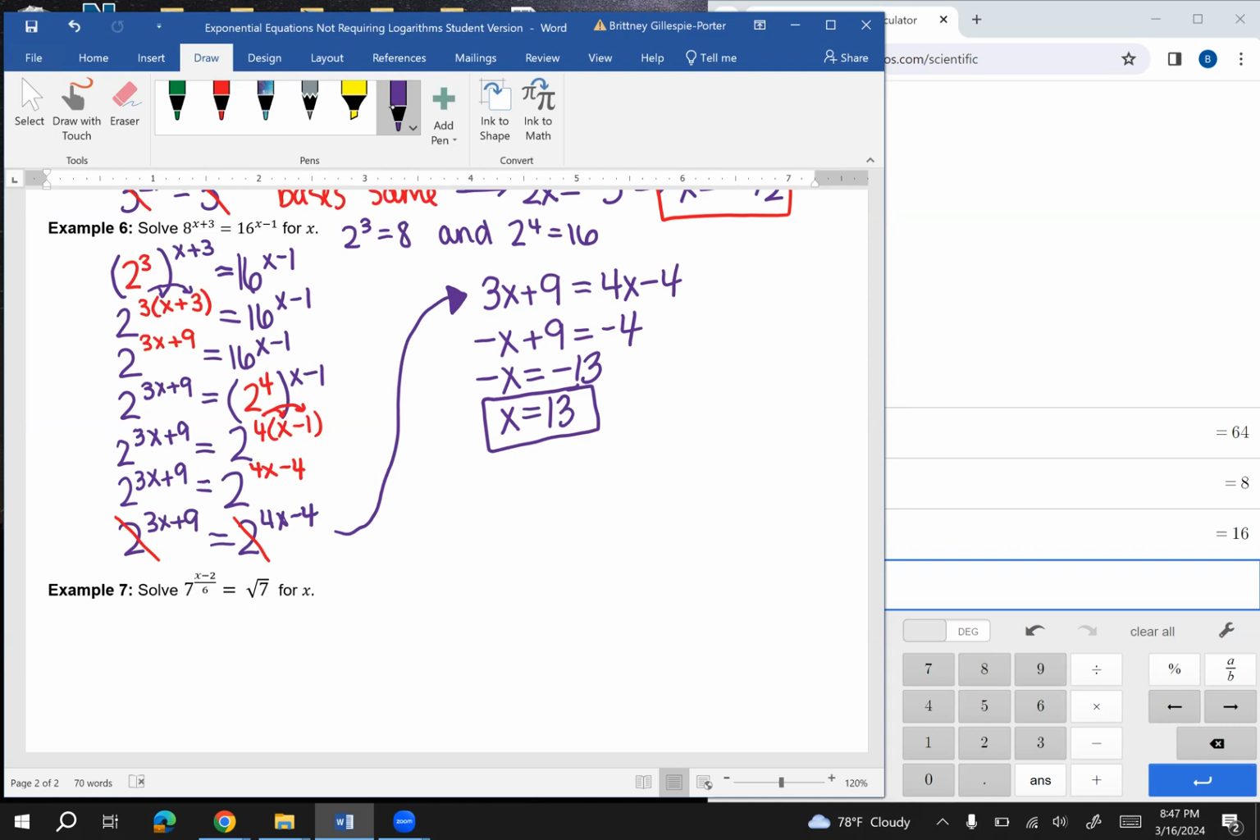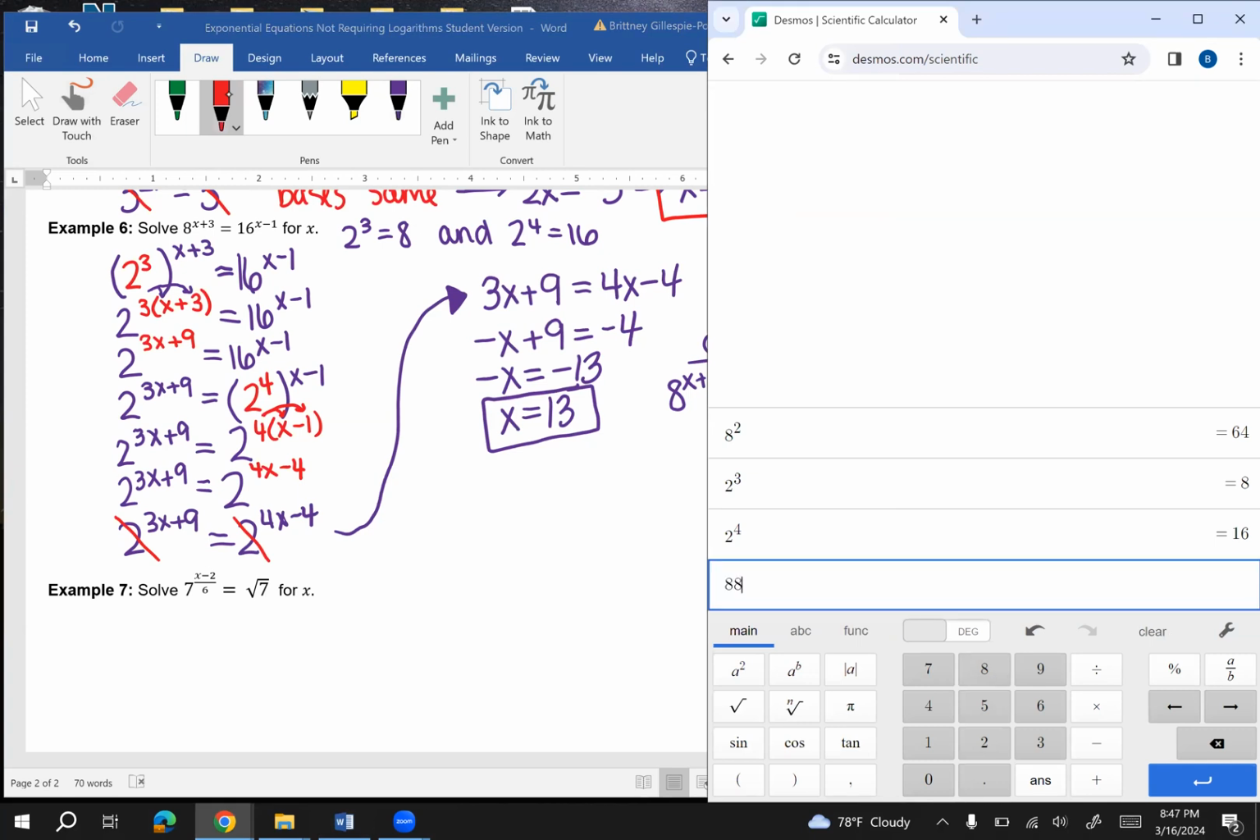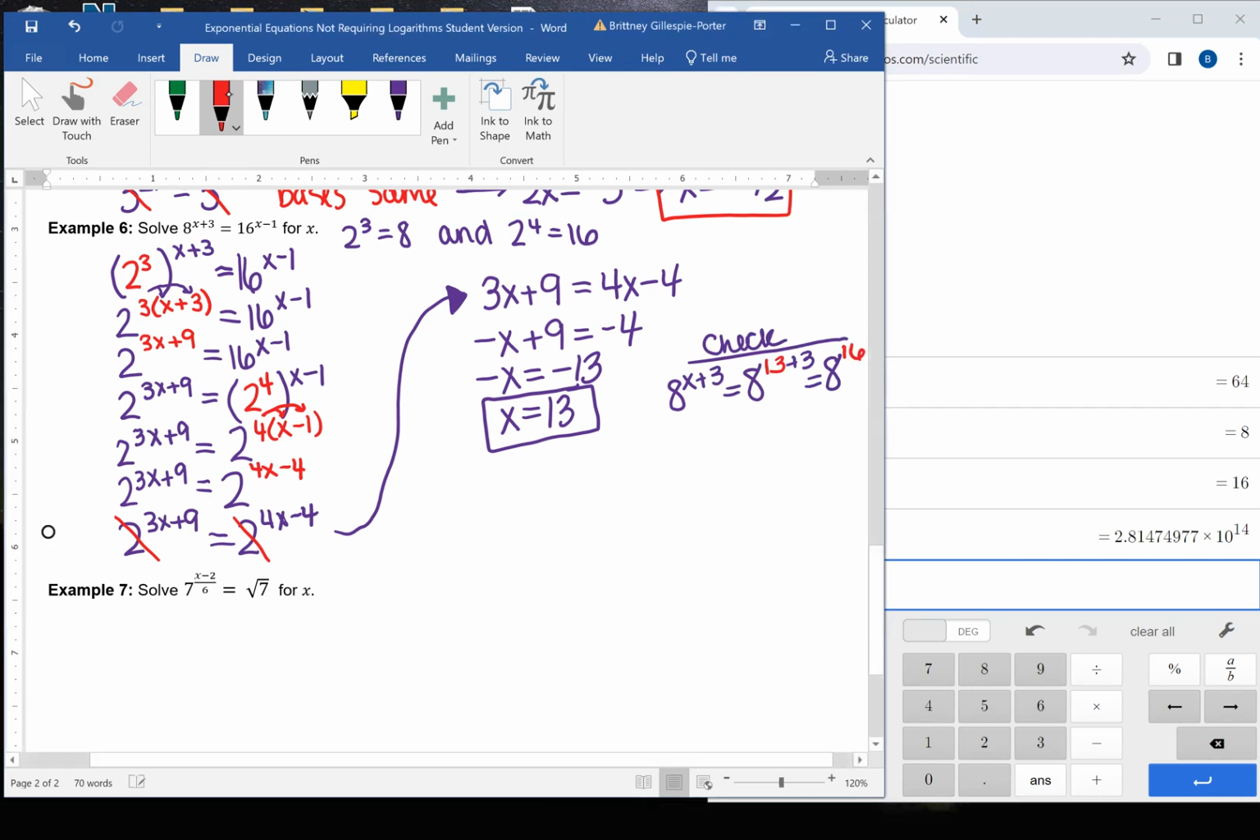If you wanted to check this answer, we would have to check both sides. We would have 8 to the x plus 3, which gets us 8 to the 13 plus 3, which gets us 8 to the 16. Let's find out what 8 to the 16 is, if our calculator can handle it. Okay, really long number, that 10 to the 14 means that we need to move that decimal place 14 places to the right.